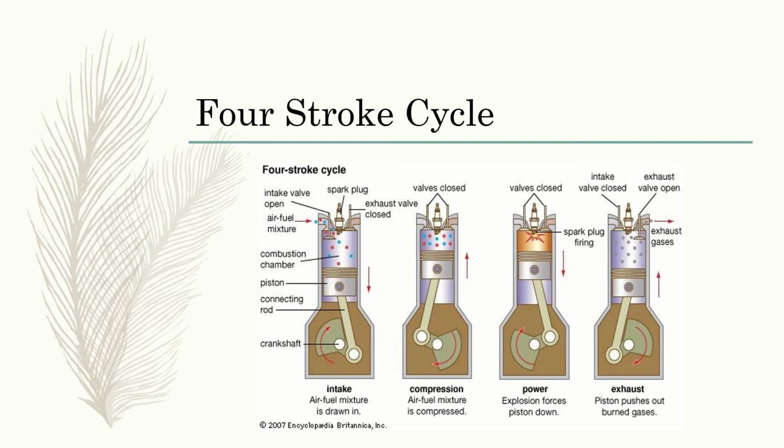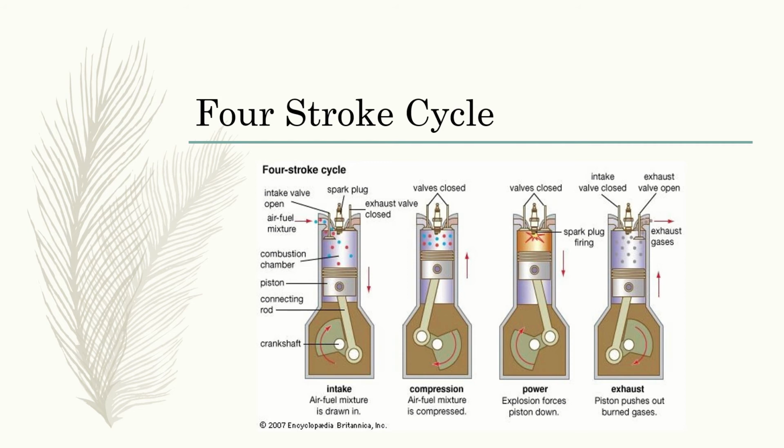So first, let's define what is a four-stroke cycle. A four-stroke cycle is one in which the piston completes four separate strokes while turning the crankshaft. A stroke refers to the full travel of the piston along the cylinder in either direction. The four separate strokes are termed intake, compression, power, or combustion rather, and exhaust. So we will start with the intake.